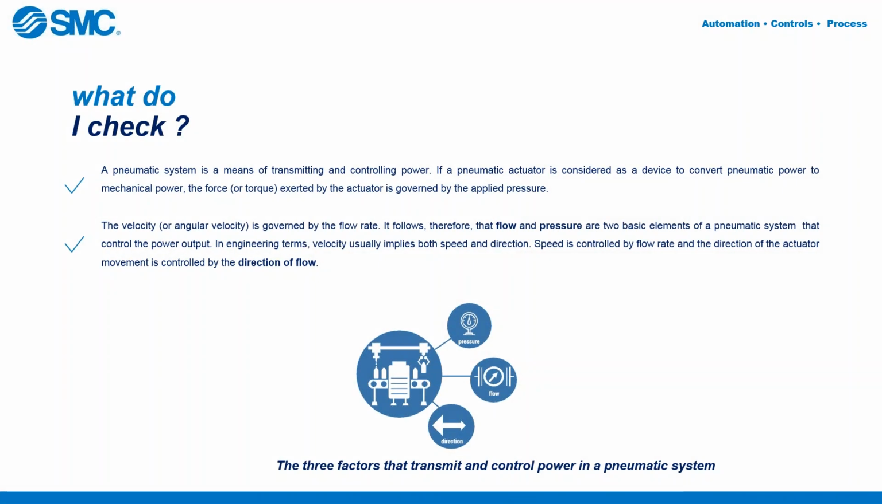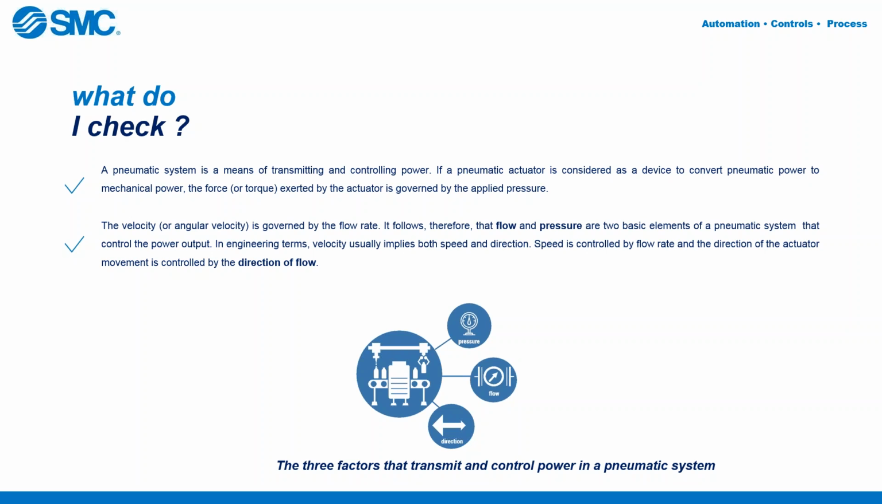For example, what to check. A pneumatic system is a way of transmitting power, right? It's a power transmission system. So if we consider a pneumatic actuator as a device to convert pneumatic power to mechanical, the force generated is governed by the pressure. The velocity is governed by the flow rate. And so I'm sure we're all veterans here that realize that flow and pressure are not the same, but if you ever have any assistants or people helping you, you may want them to repeat that. Flow and pressure are not the same, and repeat that until it's clear, right?